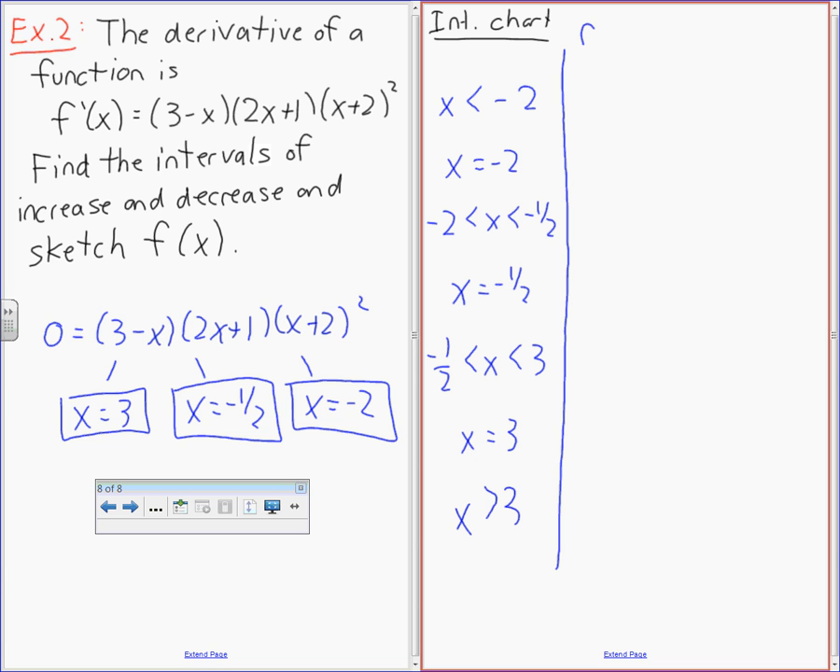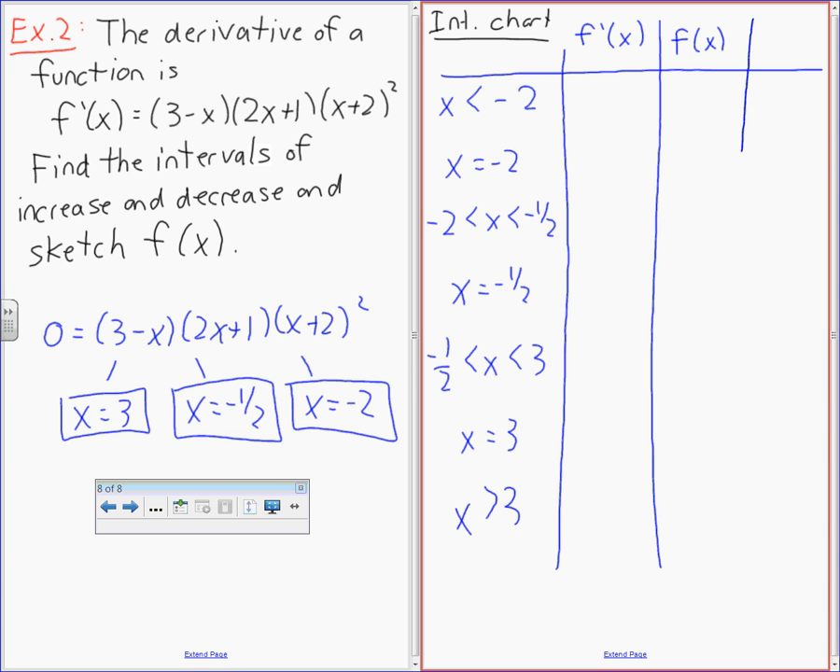Then I'm going to put f prime of x, f of x, and then I'm going to write test point. What f of x is just going to give us is sort of the shape of the graph. And we're going to sub in when it equals 0, okay?